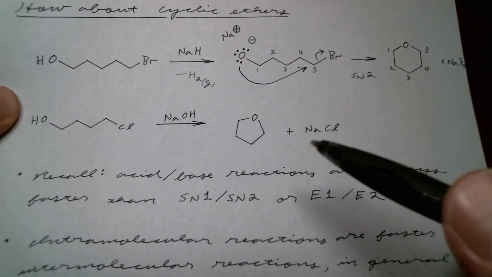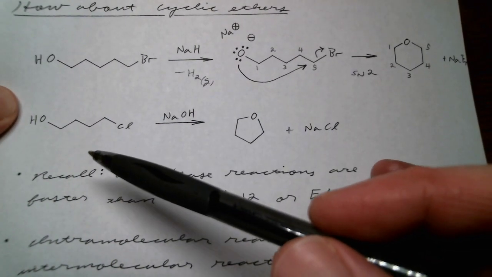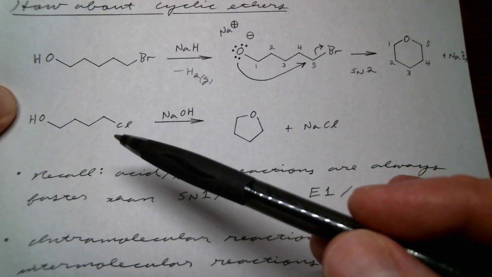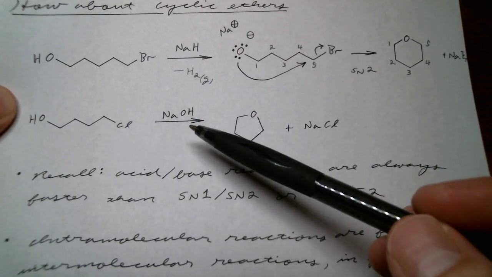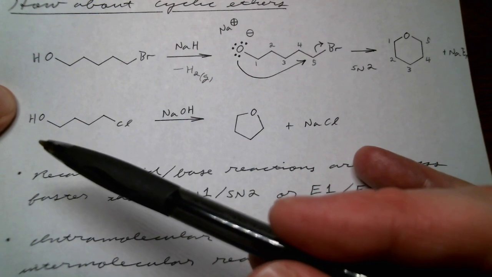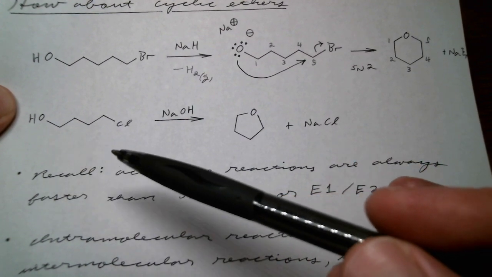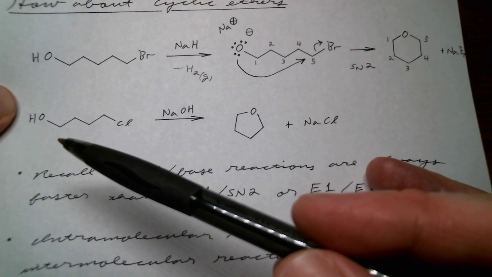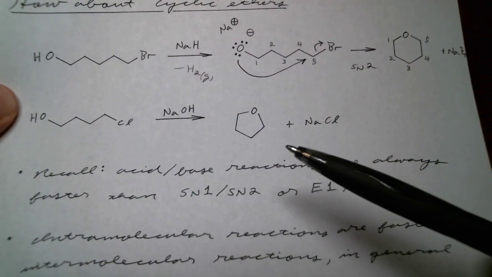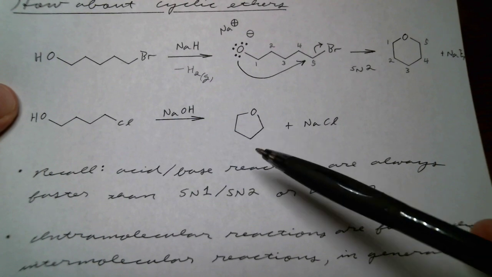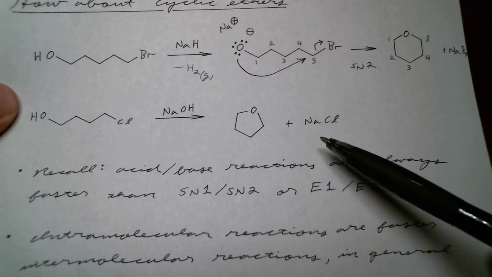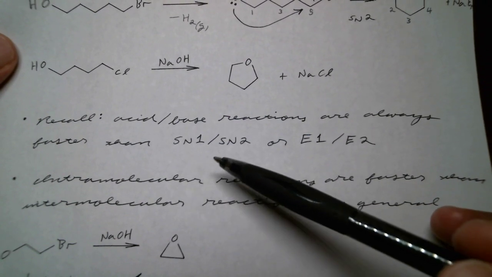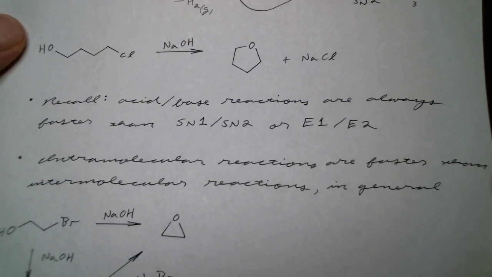Here we've got a molecule that has a hydroxyl group and a chlorine on a primary carbon. We add sodium hydroxide. We do proton transfer first. So we create sodium alkoxide, which then does an intramolecular SN2 to give us our oxocyclopentane and sodium chloride. So recall, acid-base reactions are always faster than SN1, SN2, or E1, E2 reactions.